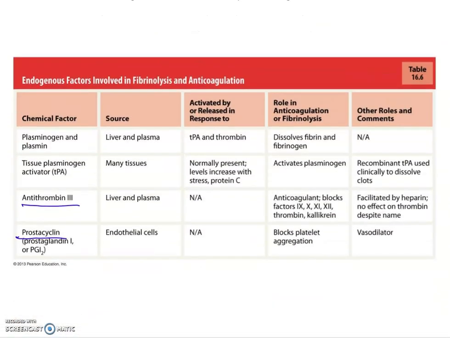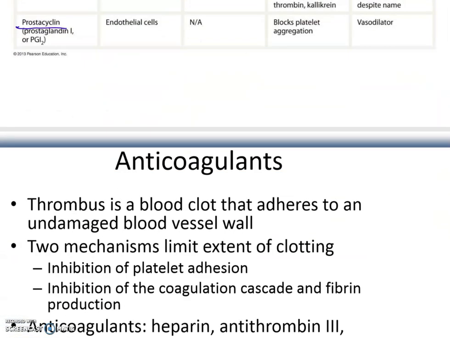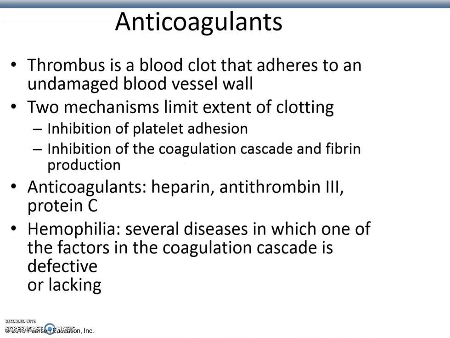Here are some endogenous factors involved in anticoagulation. There's not an awful lot that you need to know here, just maybe the antithrombin and the prostacyclin, but of course you can take a longer look at this table. And here at the end, anticoagulants, those are important clinically, because you want to prevent clotting, especially to prevent heart attacks. And here very important anticoagulants are heparin and antithrombin, protein C.